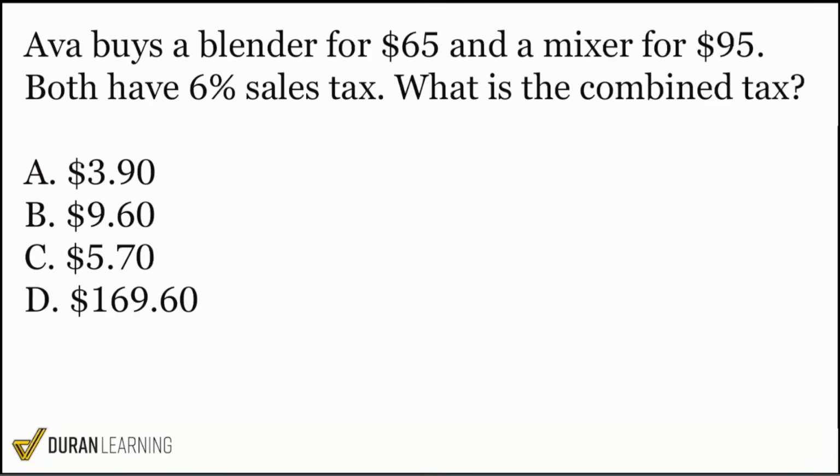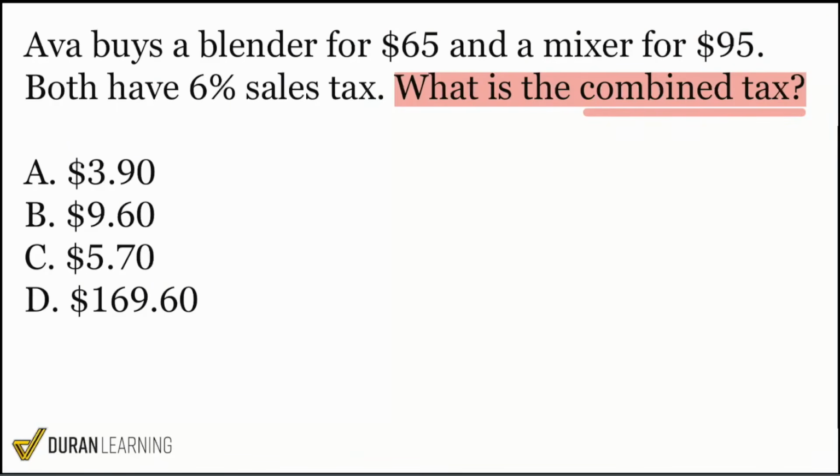Remember, everyone, there's no point in reading through the information if you don't understand what it's going to be used for. The question sentence is the best place to start. So we want that combined tax right there. And so when we take a look at the context, the story, we see that we're talking about Ava. Ava buys a blender for this amount and a mixer for that amount. And it looks like here it says both have a 6% sales tax.